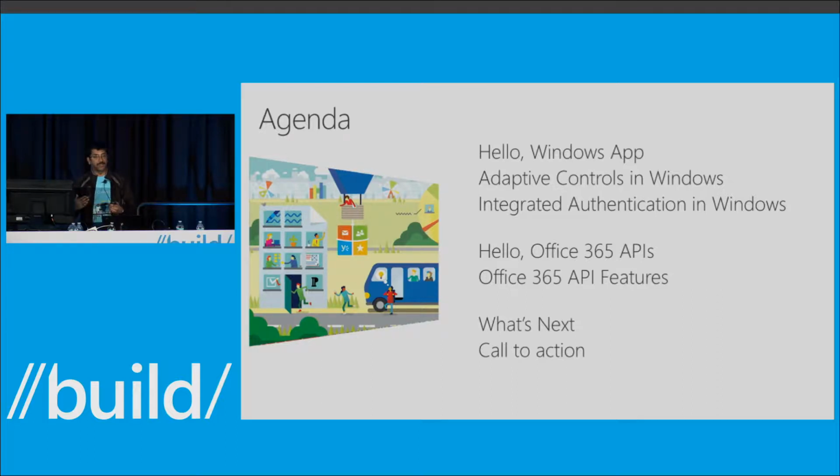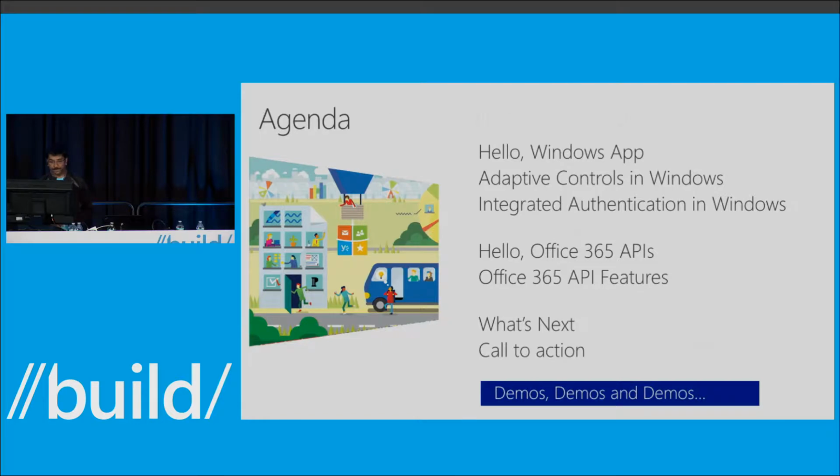And then we're going to see the integrated authentication that's built in with Windows 10. We're going to then jump on Office 365 APIs, look at the SDKs, and then see how we can use that to call within a Windows 10 app. And then we're going to quickly look at the Graph, which is the unified API, which is using the Office Graph and letting you interact with multiple resources with one endpoint. And of course, it's going to be with a lot of demos.